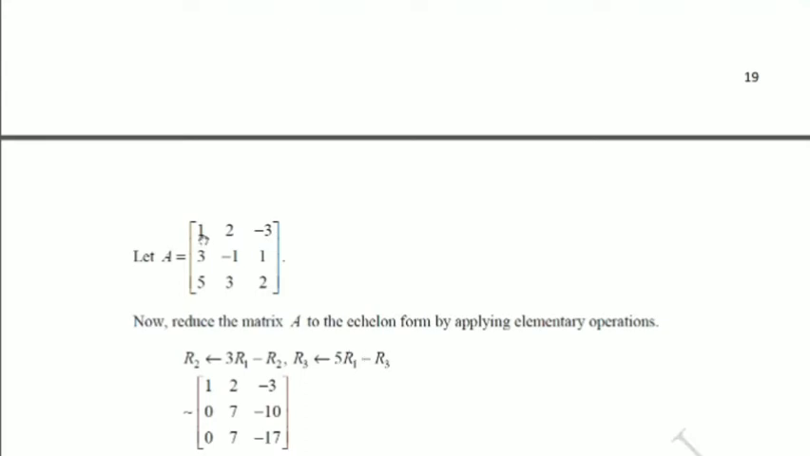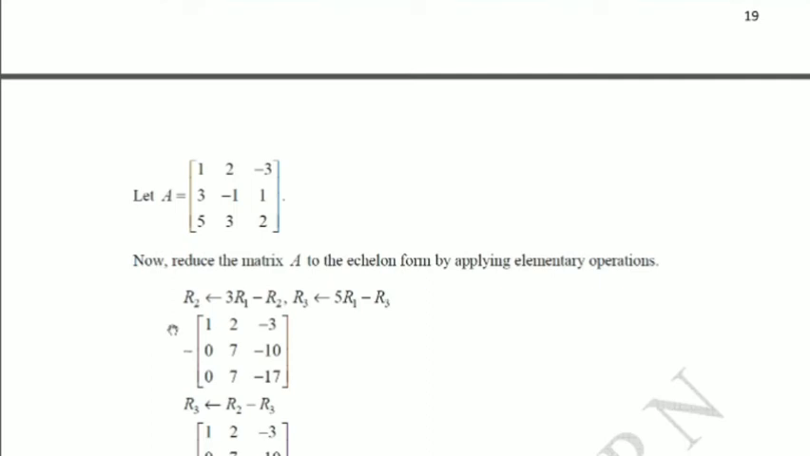5 into r1. 5 into 1 is 5, minus 5, which is 0. 5 into 2 is 10, minus r3's 3, so 10 minus 3 is 7. 5 into minus 3, minus 15, minus 2. Minus 15 minus 2 is minus 17. So we have made the leading non-zero entry in the first row 1, and below that 1 we are having only zeros. Now this is over.